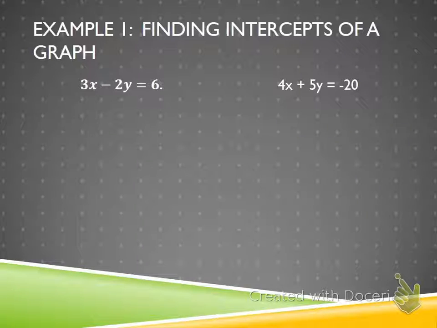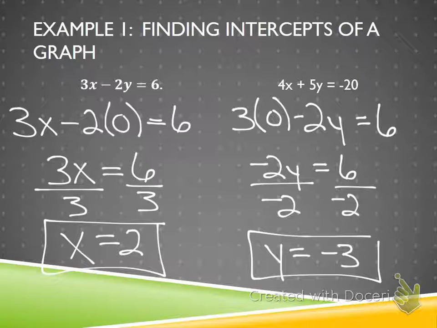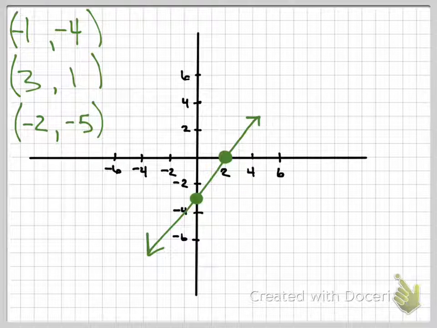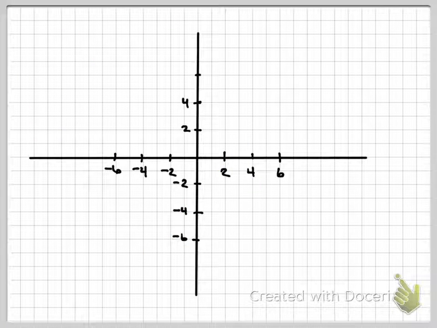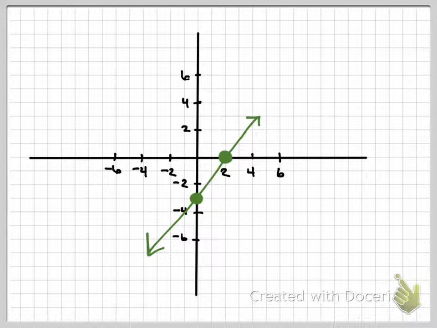So we took our intercepts, x equals 2 and y equals -3, and we plotted them at an x value of 2 and a y value of -3. All right, and that was our answer. That was our graph.